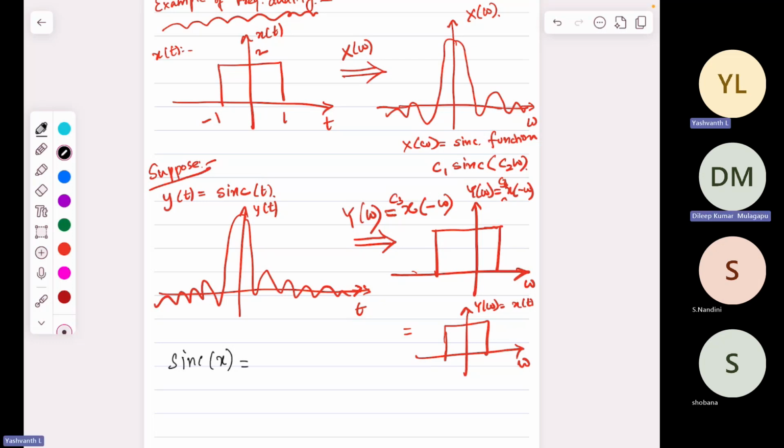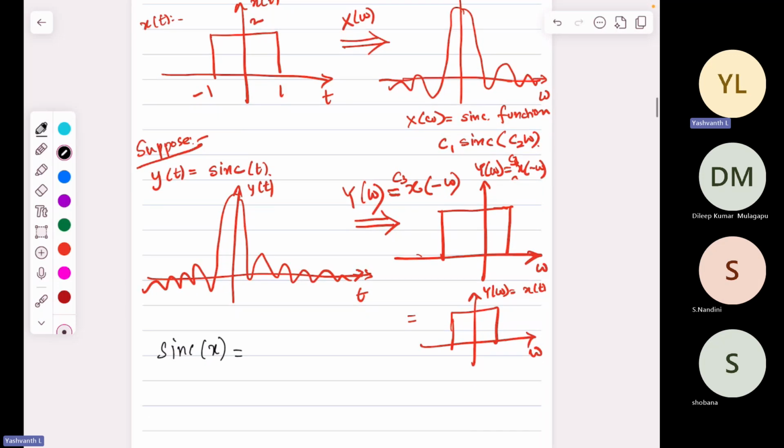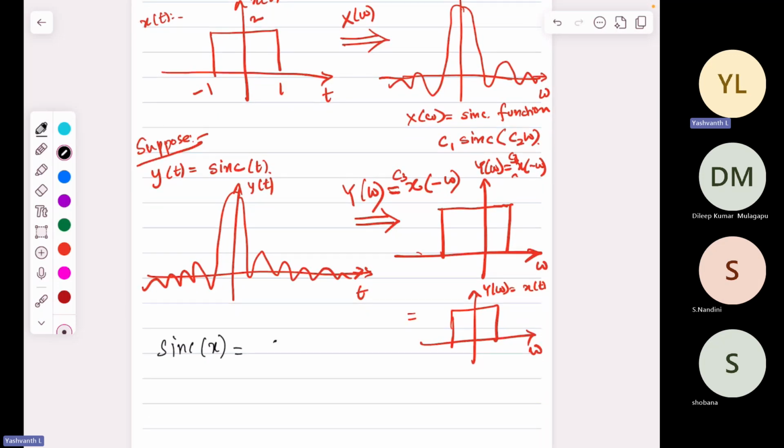Sinc x. Yeah, that's right. But we will not take the definition sin x by x. Sin x by x is basically what mathematics people say. But for the signals and systems course, we will adopt a slightly different definition. We'll say it is sine of pi x by pi x. This is the definition we will adopt.